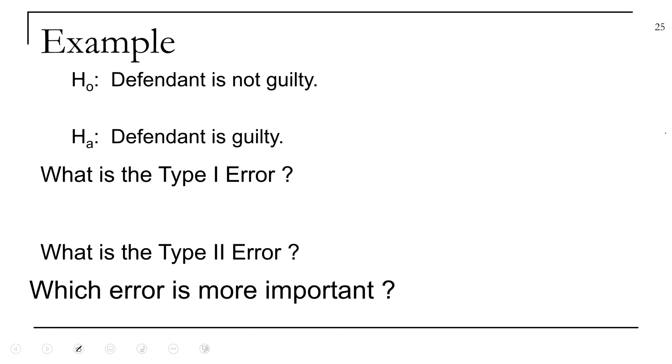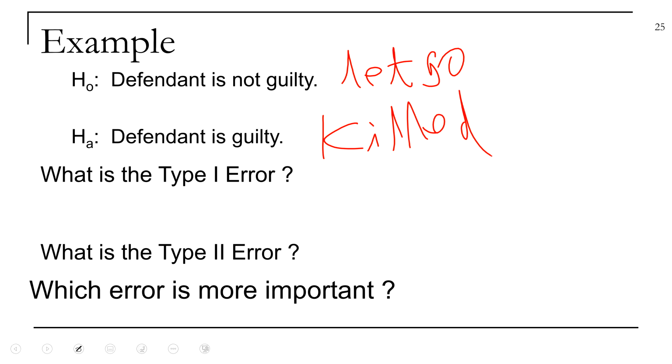And let's say this is a very small island where we're running a judicial system. If you're not guilty, you're let go. And sadly, if you're found guilty, you're killed. So what's a type 1 error? Reject the null when it's true. So you're going to find an innocent person guilty. So in this harsh setup, you're going to kill an innocent. So type 1 error is you kill an innocent.